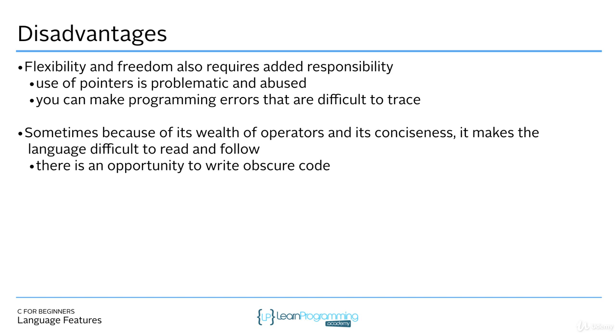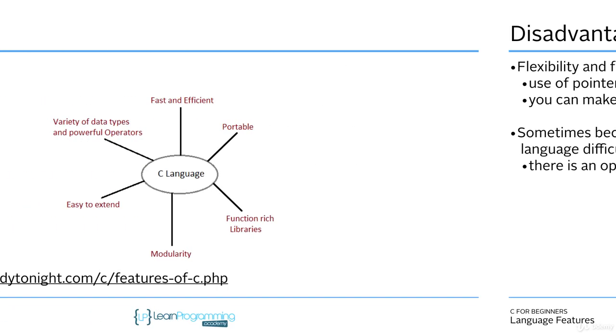Other things, because of its wealth of operators and its conciseness, it makes the language difficult to read and follow sometimes. For the most part, C is very easily readable. But if you use a lot of these different operators, that can make it more complex. So there's an opportunity to write obscure code, but any language can be badly written. So you can use the English language when you speak and you can have bad grammar. It's no different when you use a programming language. But some say with C it's a disadvantage because of all these operators. It could be if you use it incorrectly, it can be harder to follow the code.